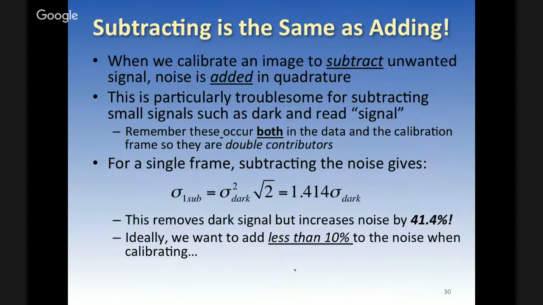One of the things that's really important to understand about all of this is that, in terms of dealing with the noise in a signal, subtracting is exactly the same as adding. So when we subtract two signals, when we calibrate an image, that's where this counts. When we subtract unwanted signal, noise is added in quadrature.